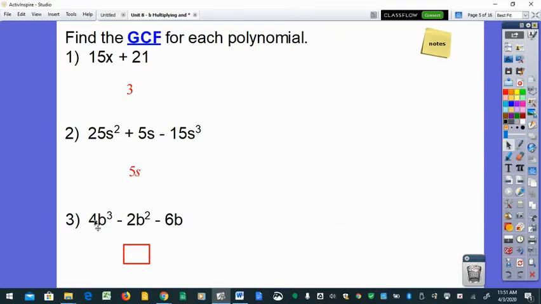Down at the bottom, I'm looking at the 4, the minus 2, the minus 6, they all are even. The biggest number would be a 2. And now I look, they do all share a variable b, and the smallest exponent would be to the first, so the GCF would be 2b. So the first step in factoring is to look at your polynomial and find the GCF.